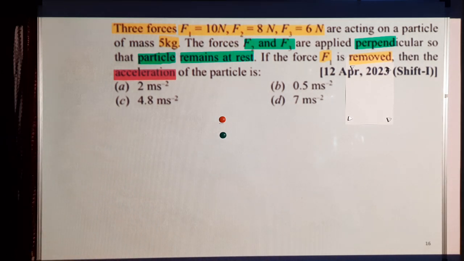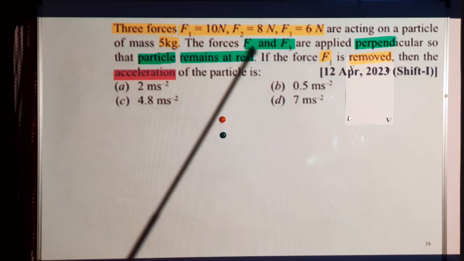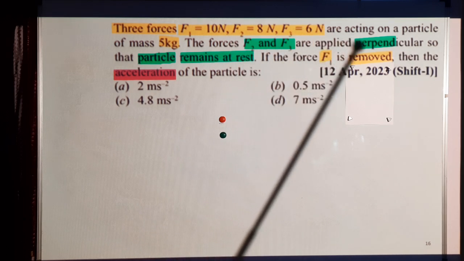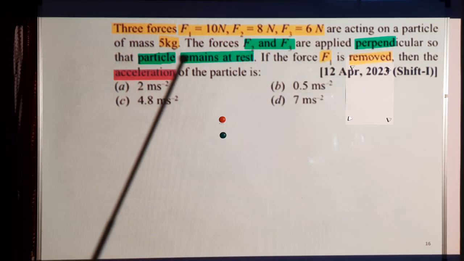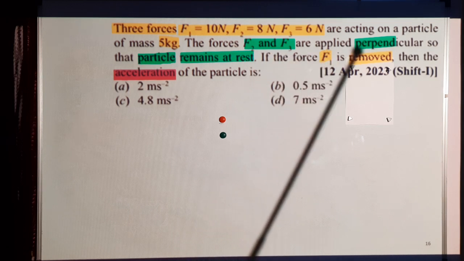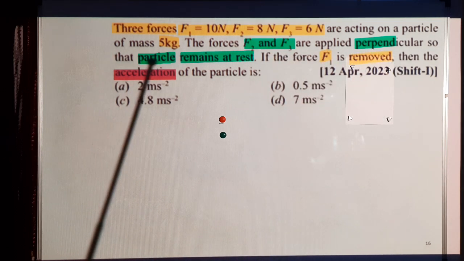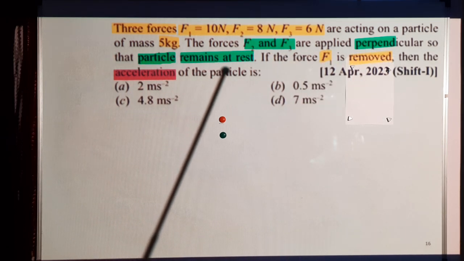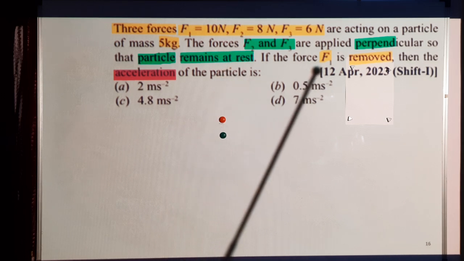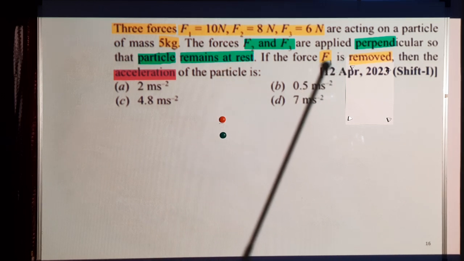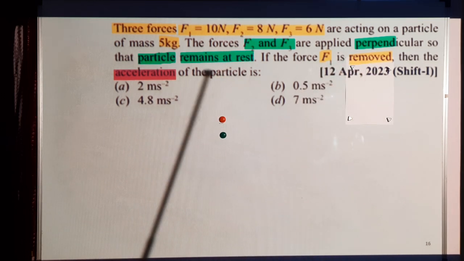This is the next question. 3 forces, F1 10 Newton, F2 8 Newton, F3 6 Newton, are acting on a particle of mass 5 kg. The forces F2 and F3 are applied perpendicular so that the particle remains at rest. If F1 force is removed, then the acceleration of the particle is.